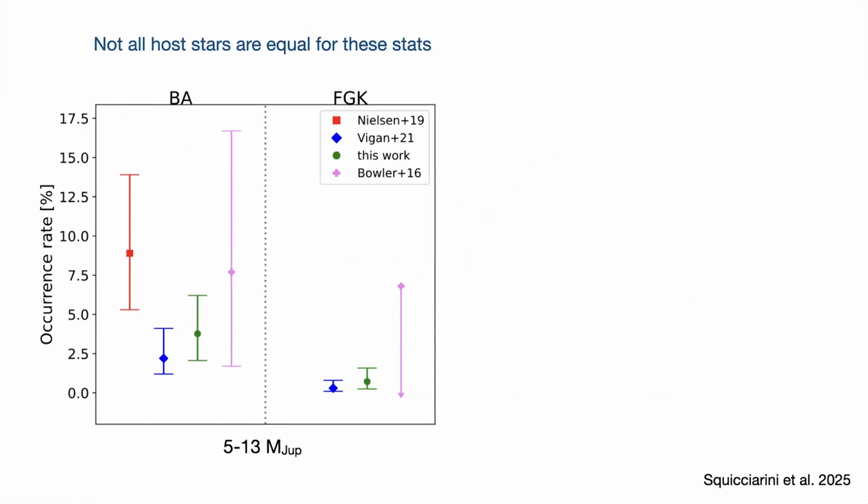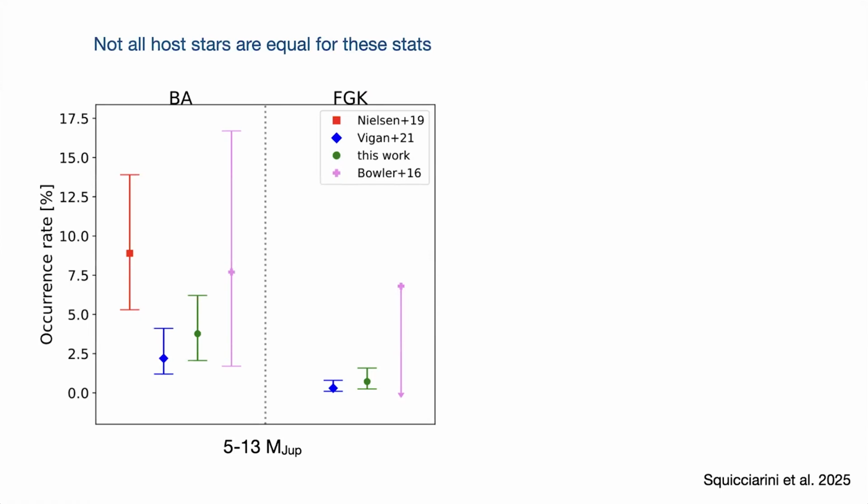Just to take a look at the statistics from the direct imaging real quick. These are the 5 to 13 Jupiter mass planets. This is the occurrence rate. These are for AB stars. We've got several percentage points here. For the FGK stars, very low. So when we talk about the number of companions that you have per star, you actually have to know what kinds of stars you're talking about.